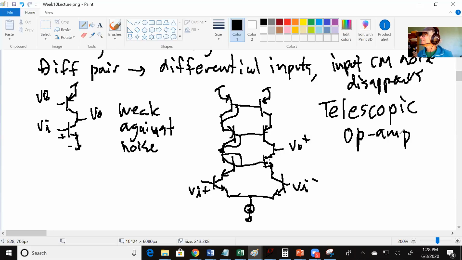Would you lower the current down at the bottom? That would increase Rin, but I don't know if it will increase the gain. And you want a high Rin for this, so that would be a good design decision. Yeah. You can increase your positive and negative rails, right?